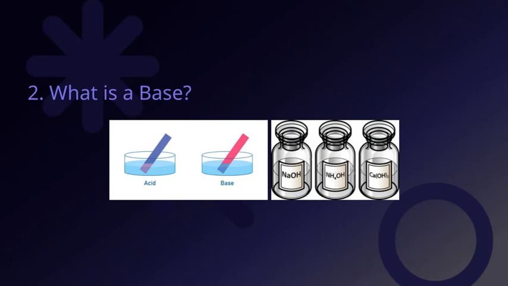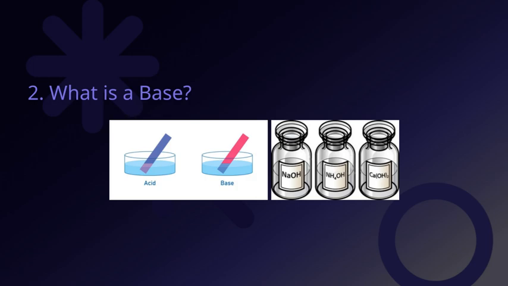Let's take a moment to understand what a base actually is. When we talk about bases, we're referring to substances that can accept hydrogen ions or, more generally, donate electron pairs. Think of bases as the opposites of acids. They often have a bitter taste, slippery feel, or feel soapy. In many chemical reactions, bases play a crucial role because they help neutralize acids, balancing out pH levels.